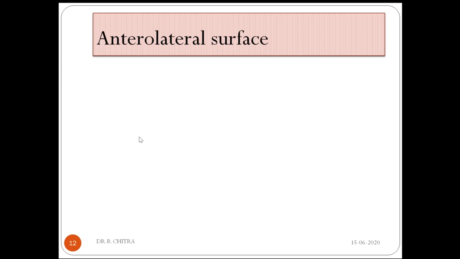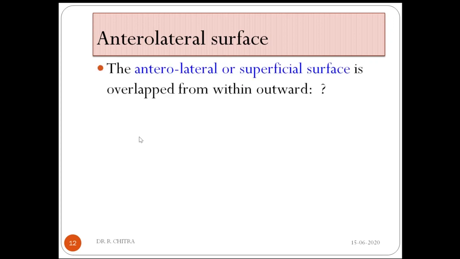First surface, what we are going to see, what is that presenting superficially, that is the anterolateral surface. What are the muscles that will be overlapping this anterolateral surface or superficial surface? What are the neck muscles that will be covering? What are the strap muscles that will be covering this?